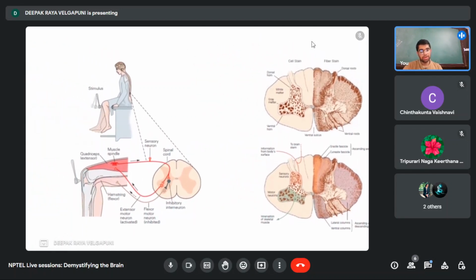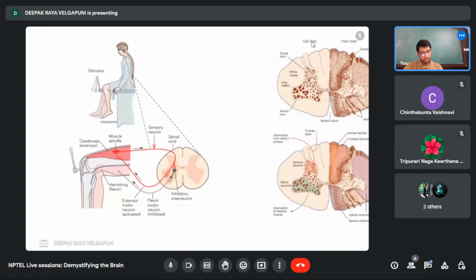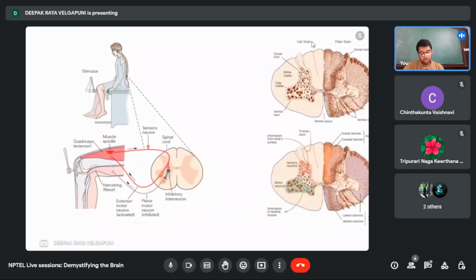And for example, you can see a knee reflex here. So what happens when a doctor hits near your kneecap is the muscle spindle brings the signal to the sensory neuron, and then there are some interneurons. These are inhibitory interneurons. Why do we need an inhibitory interneuron here? As you extend this muscle, the opposing muscle should contract.